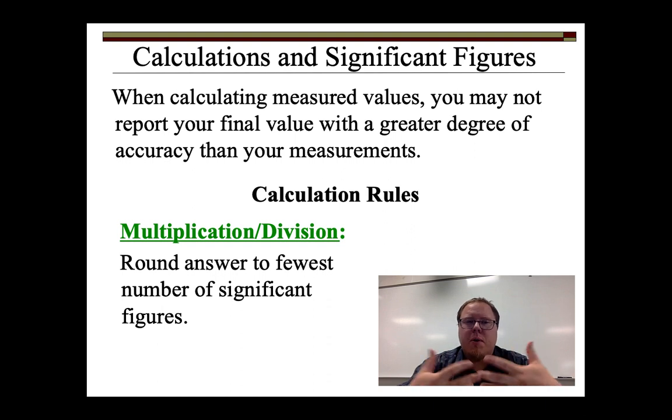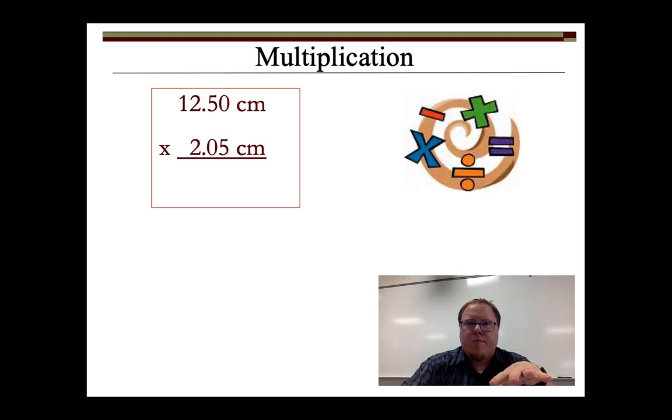Let me give you an example that might make more sense. So let's say I was calculating area. All right? I measure the length of my rectangle as 12.50 centimeters. The ruler I used was able to get me to the hundredths place. Okay, so I have 12.50. I think it's right on the line, so I put a 0. And then I measure the width, which is 2.05 centimeters. Okay, hundredths place again, same ruler.